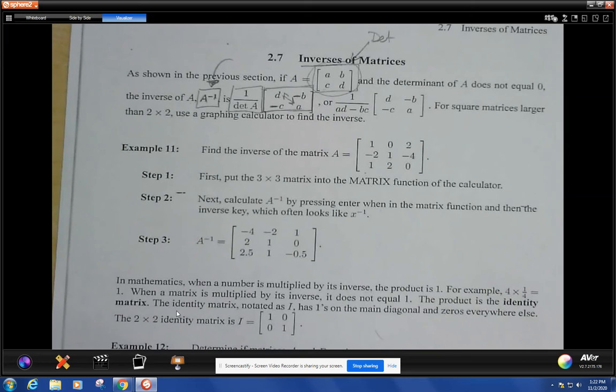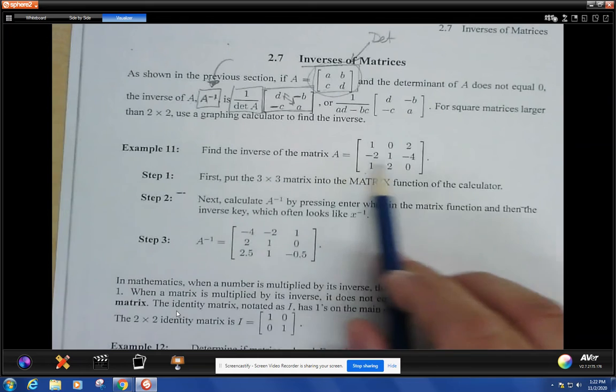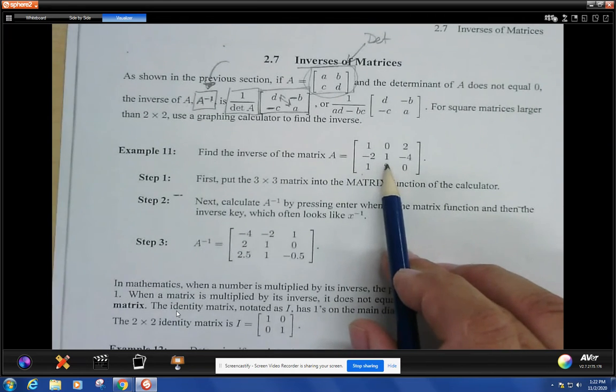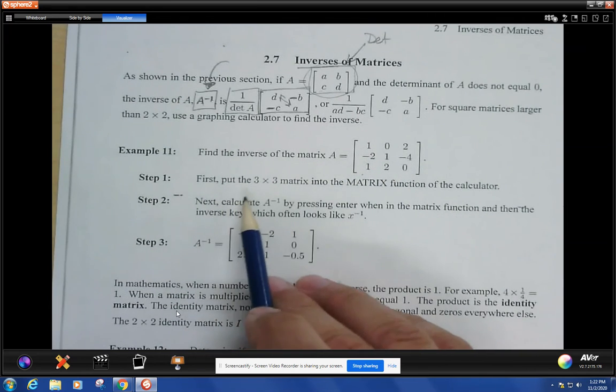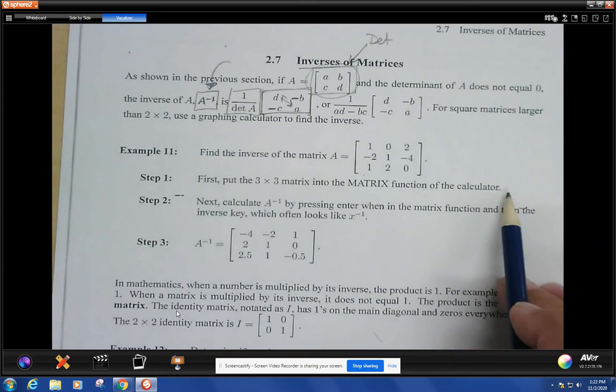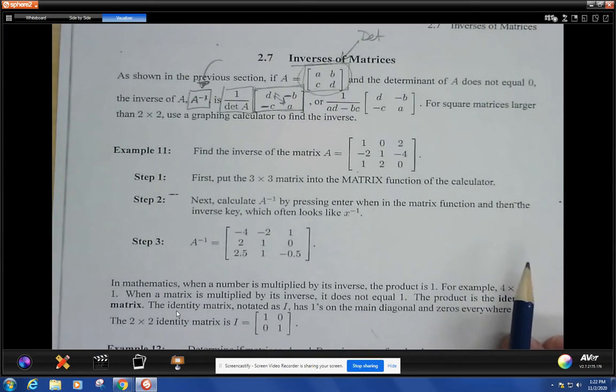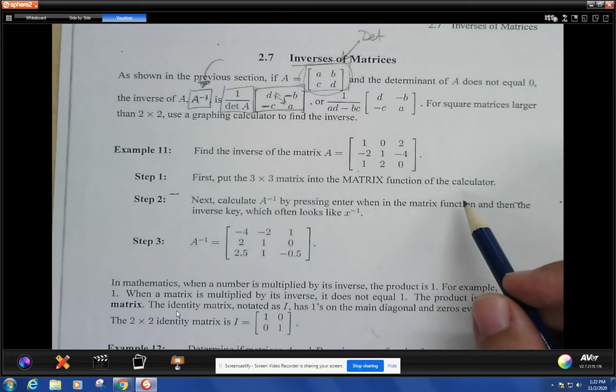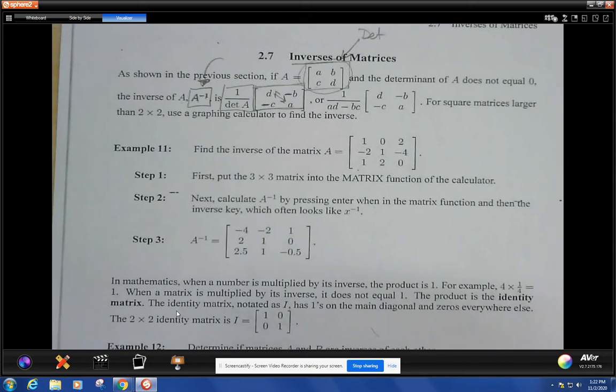However, just like with determinants, when you get to a 3 by 3, and it uses the same rules as determinants, you have to have a square matrix in order to be able to do this. But in order to do a 3 by 3, it gets a little more complicated. As a matter of fact, look here. They're saying find the inverse of matrix A, and they give you this problem, which is a 3 by 3. And even the instructions tell you to put the 3 by 3 matrix into the matrix function of the calculator. They're like, don't even try this, okay? So I want to focus on that, because the rest of your practice is just practicing using the calculator and learning how to find the inverse, okay?